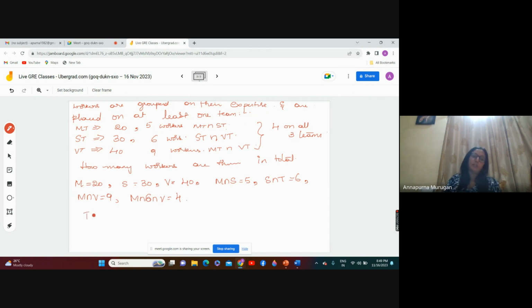How to find the total? We know the total is M plus S plus V minus the total of M intersection S plus S intersection V plus M intersection V, plus M intersection S intersection V, plus neither. We don't have neither anything, isn't it? Do we have anything neither? No.